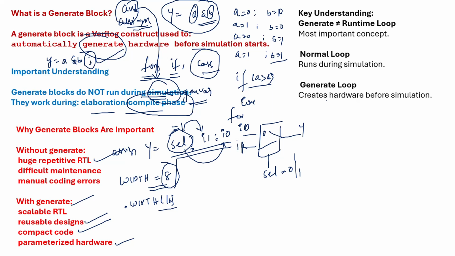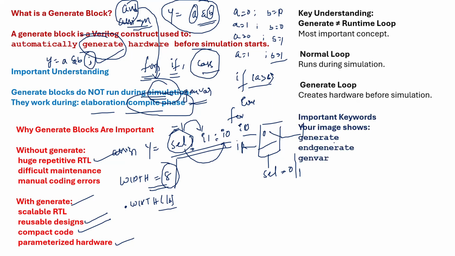See, generate is not equal to a runtime loop. I told you, generate runs at compilation time only. During simulation, it will be like a normal loop. It is working, and the generate variable is handled before simulation only. It will check the syntax errors, so during compilation time only, it runs that. Okay, so any other things?